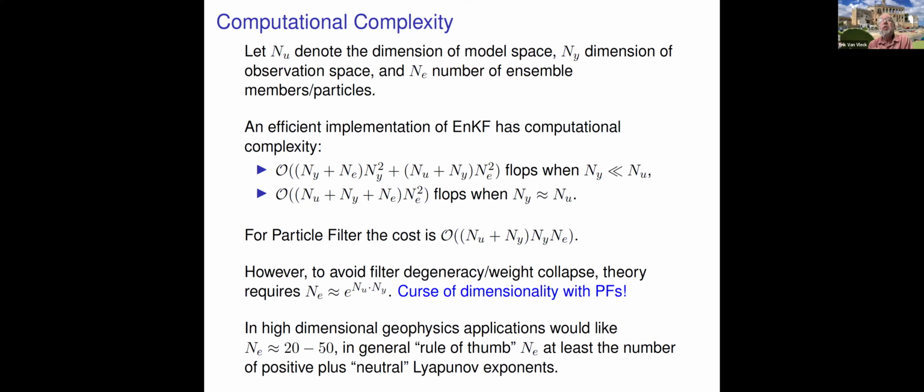So in high-dimensional geophysical applications, we'd like basically 20 to 50 ensemble members. The general rule of thumb that I read somewhere in my readings on this subject is that we'd like the number of ensemble members to be essentially the number of positive plus close-to-zero Lyapunov exponents.